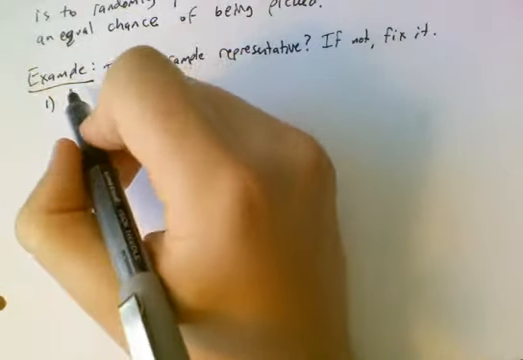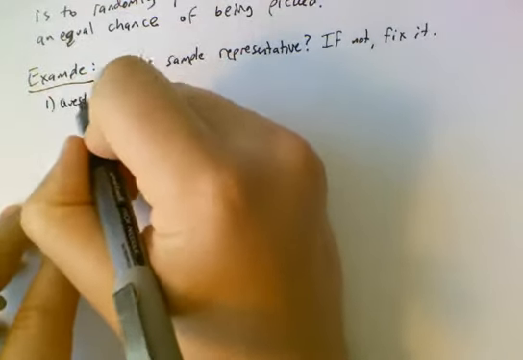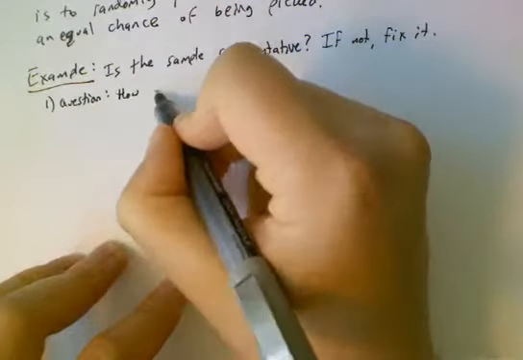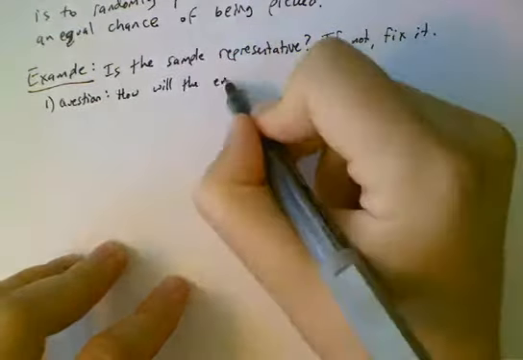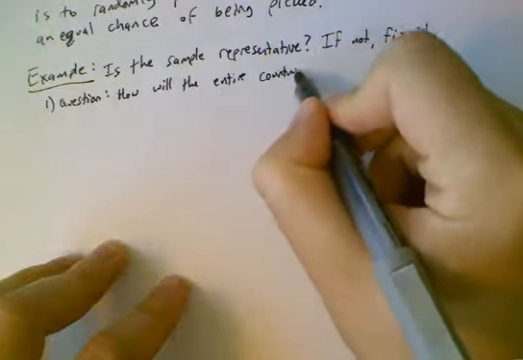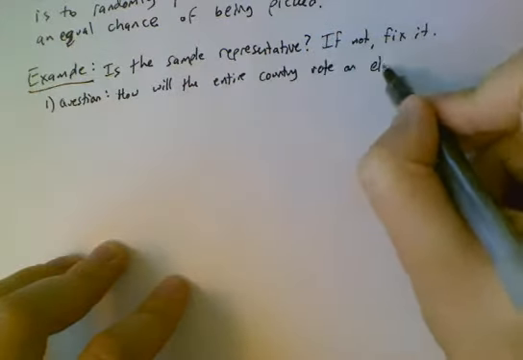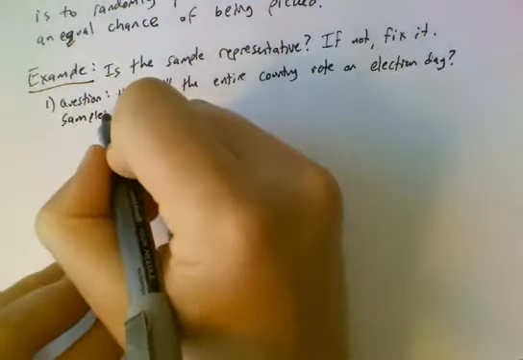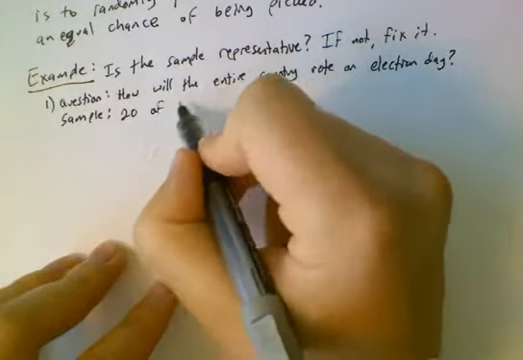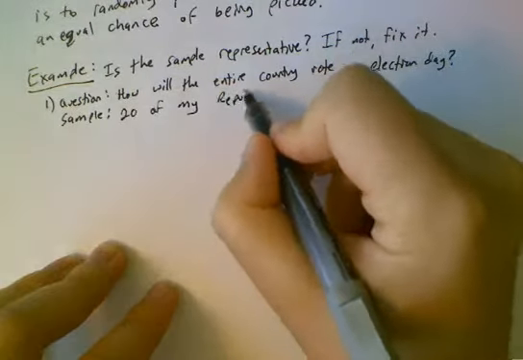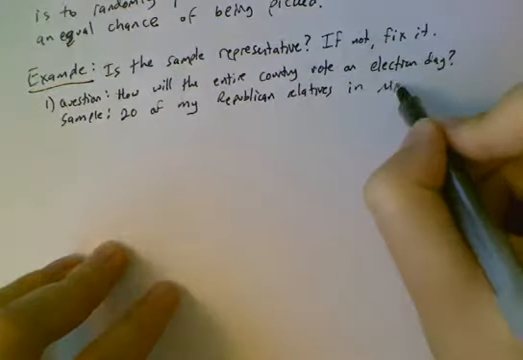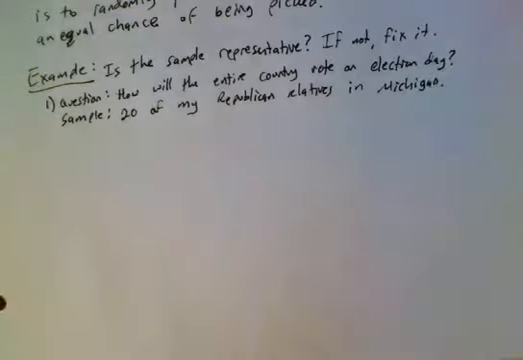So for our first scenario, the question that we're interested in is, how will the entire country vote on election day? And the sample that we choose is 20 of my Republican relatives in Michigan. So is that representative? And if it's not, then we need to fix it.